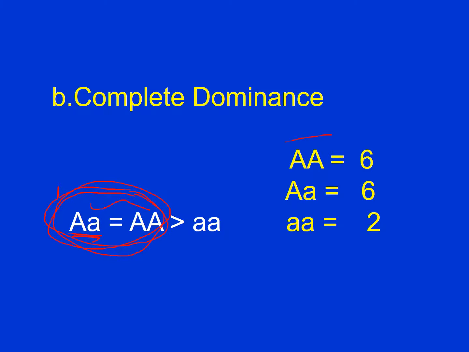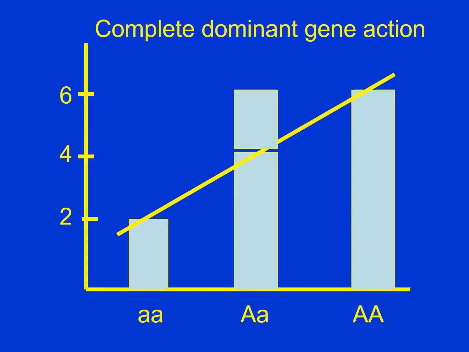So illustrated here, we've got two values, homozygous dominant and heterozygous, the same value here. And that is illustrated by our graph here again. So we could draw a line right straight here. We're at this point here. This illustrates complete dominant gene action.